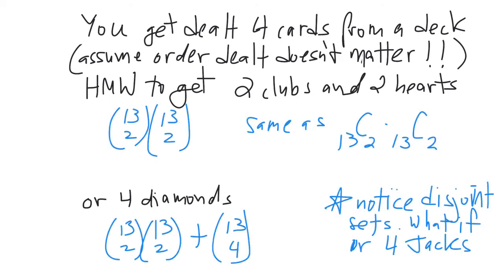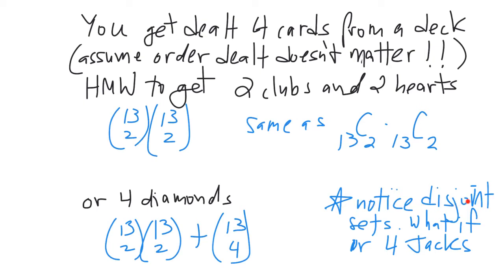All right, here's the math work. Of the 13 clubs, you are going to choose 2. And of the 13 hearts, you are going to choose 2. This is the same as saying 13 choose 2, 13 choose 2. We're going to use combinations because we're not going to talk about which 2 get picked or which order they get picked in. Or 4 diamonds. So we have the 13 choose 2, the 13 choose 2 from before. Or what if of the 13 diamonds we pick 4 of those? And we would add that together to see the total number of ways that this might happen.